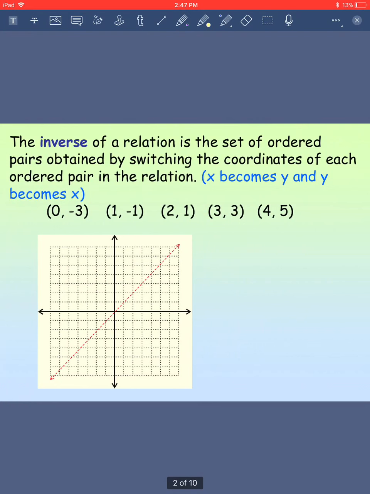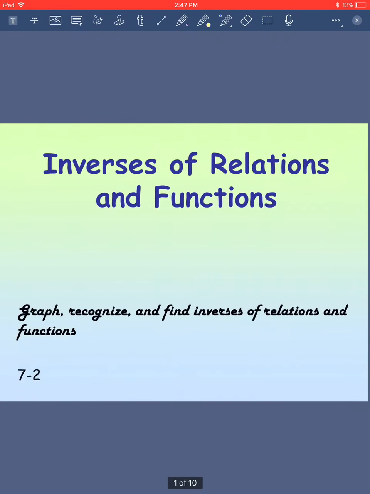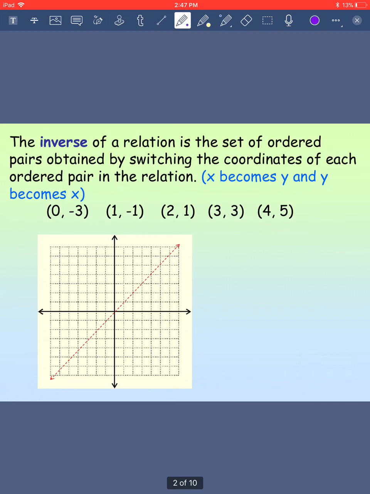So here I've got a list of points, and I'm going to plot those points. I have (0, -3), (1, -1), (2, 1), (3, 3), and (4, 5). Okay, so I just have a bunch of points.